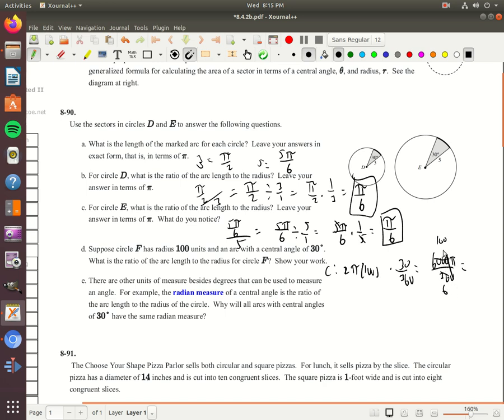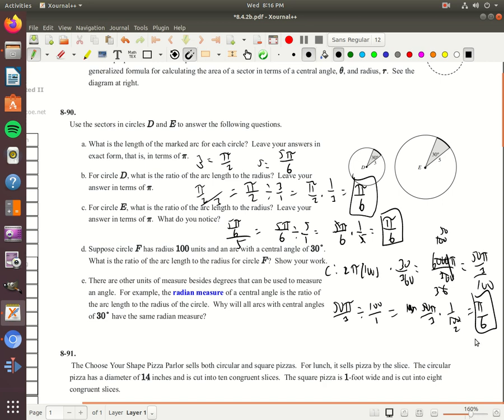I can still divide that by 2. So it's 50 over 3. So it's going to be 50 pi over 3. And we're going to divide that by the radius of 100. So we're going to go down here. 50 pi divided by 3 is divided by 100. Again, we don't like that, so it's going to be 50 pi over 3 times 1 over 100. We can cancel that, and it turns into 2. And holy smokes, look at that. We have that same ratio of pi over 6.